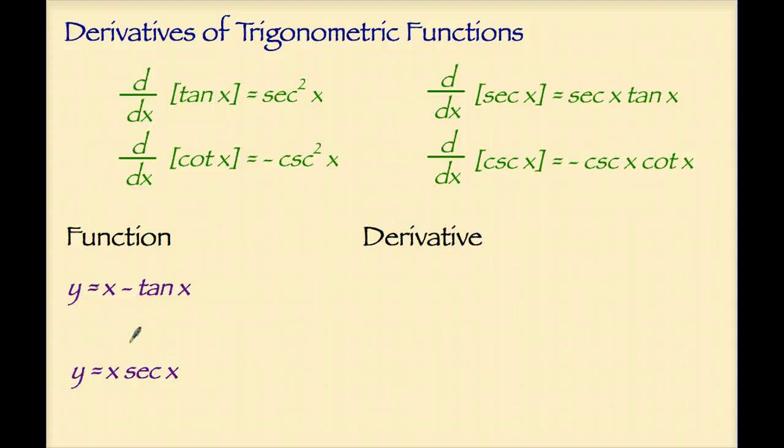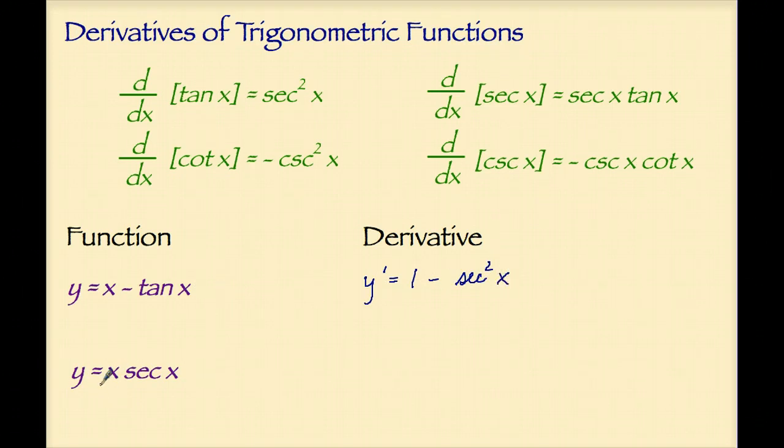Here we have y equals x minus tan x. The derivative then will be y prime is equal to the derivative of x, which is 1, minus the derivative of tangent, which is secant squared x. And that's it for this one.